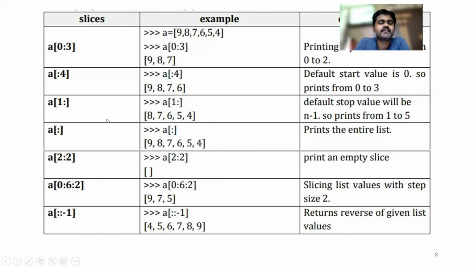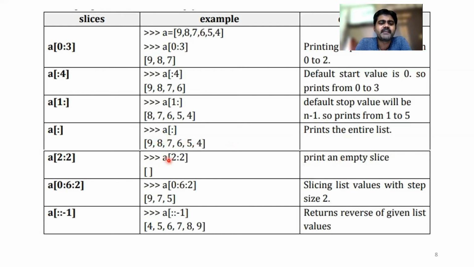So a[1:] means I'm mentioning the start, I'm not mentioning the stop. So from the first index, I will get all the elements. So the first index is 8, so 87654, I will get all the elements. So the sublist is 87654. Now next is a[:], that is a colon. That means I will get all the elements. So 987654, I will get all the elements. So it prints the entire list.